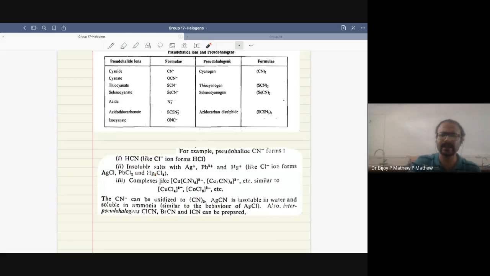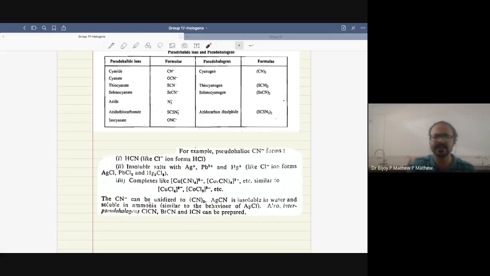And chloride is able to form complexes, like CuCl4 2- as well as CoCl6 3-. In the same way, cyanide can form very similar corresponding complexes as the halogens form. So that is a similarity between the two.